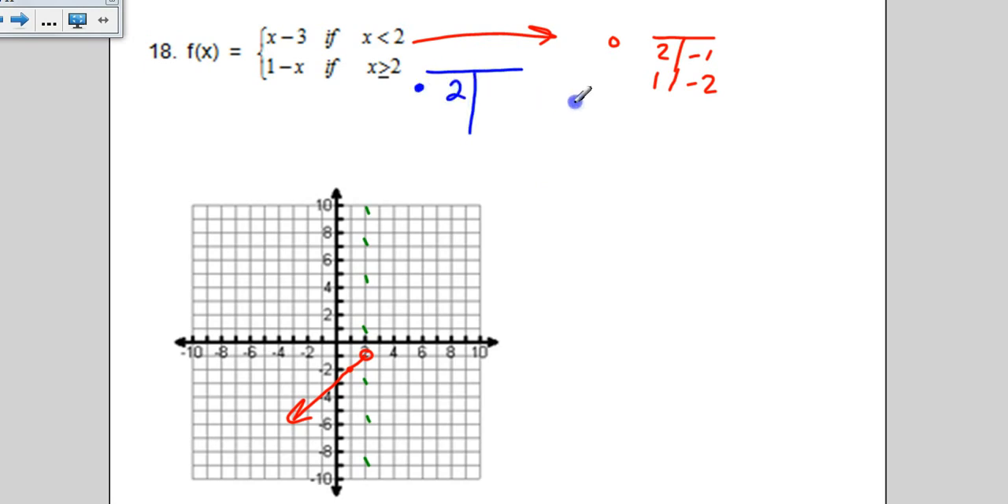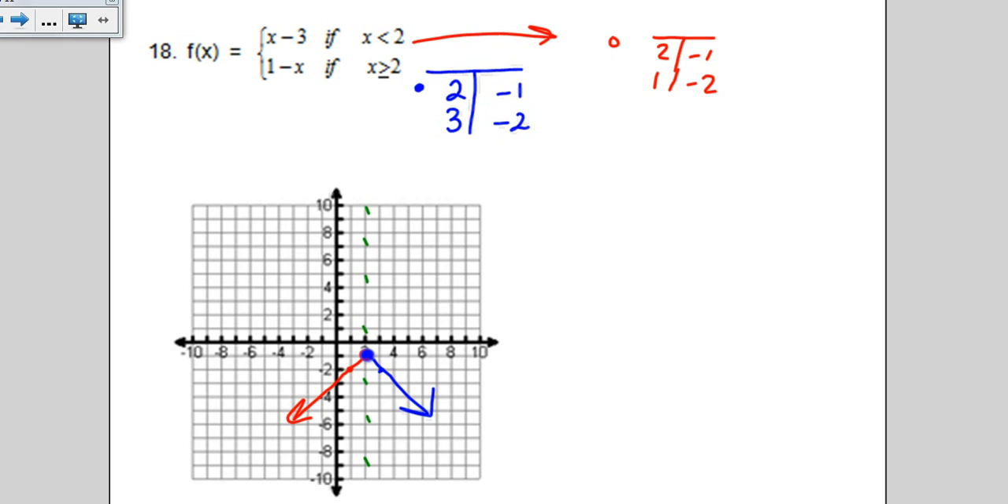And when I plug in a 2, something kind of strange happens. 1 minus 2 gives me a -1. So even though I already have an open circle here at (2, -1), I'm going to cover it up with my new closed circle. And then I need to pick something greater than 2 this time. So if I choose a 3, 1 minus 3 gives us a -2. So at (3, -2), you get the next part of the blue function.